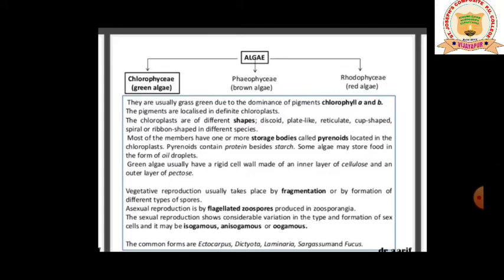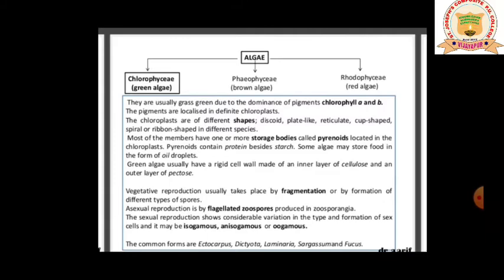The common name for Chlorophyceae is green algae, and the major pigment present in the Chlorophyceae is chlorophyll A and B. The stored food present in the Chlorophyceae is starch, and the cell wall is made up of cellulose. It contains 2 to 8 flagella to move for reproduction. The habitat for the Chlorophyceae is freshwater, marine water, etc.